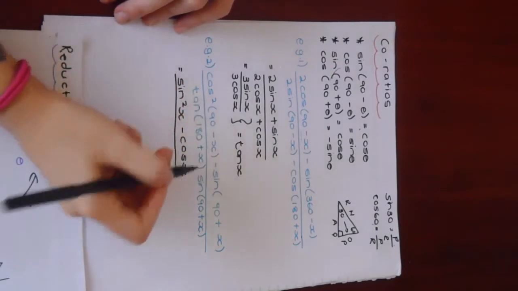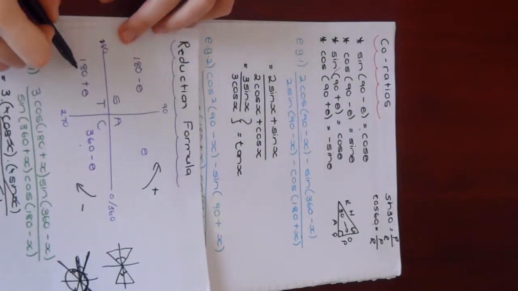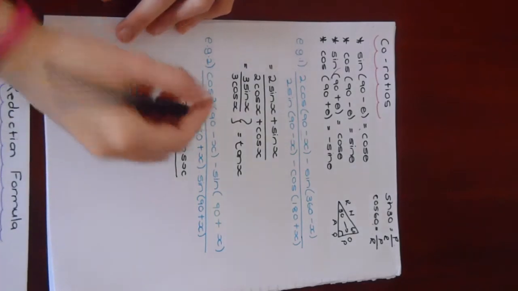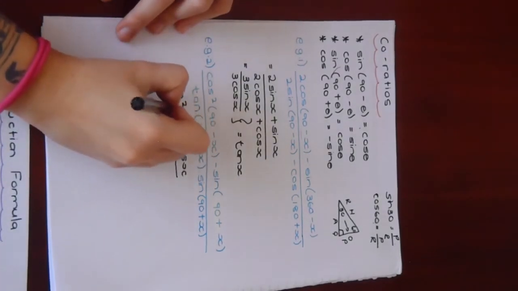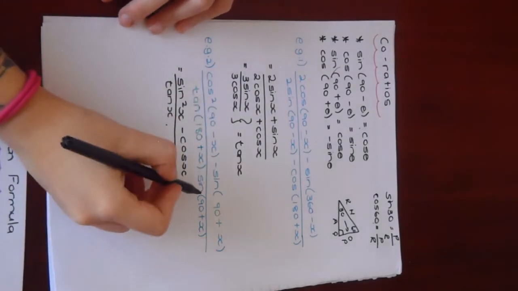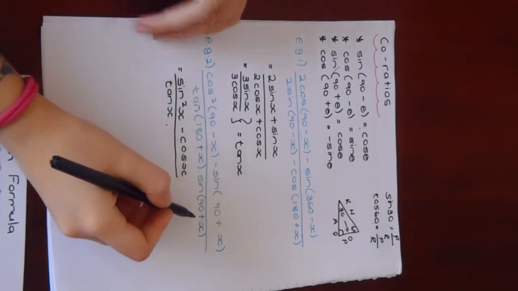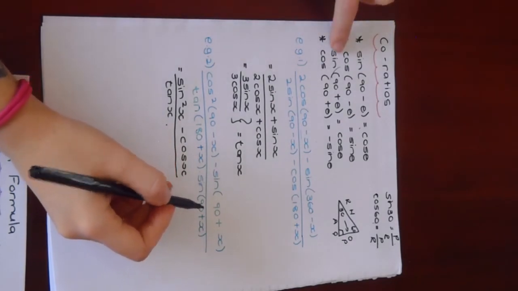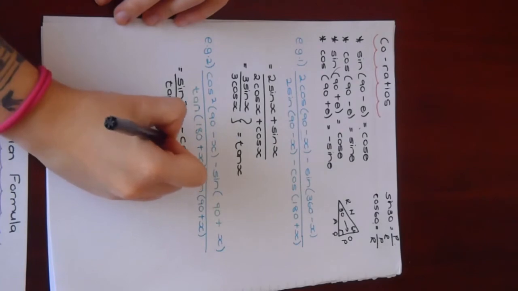Tan 180 plus x is like the old stuff. 180 plus tan is positive. So this just becomes tan x times sine 90 plus x. So now we go back. Sine 90 plus is just positive cos.